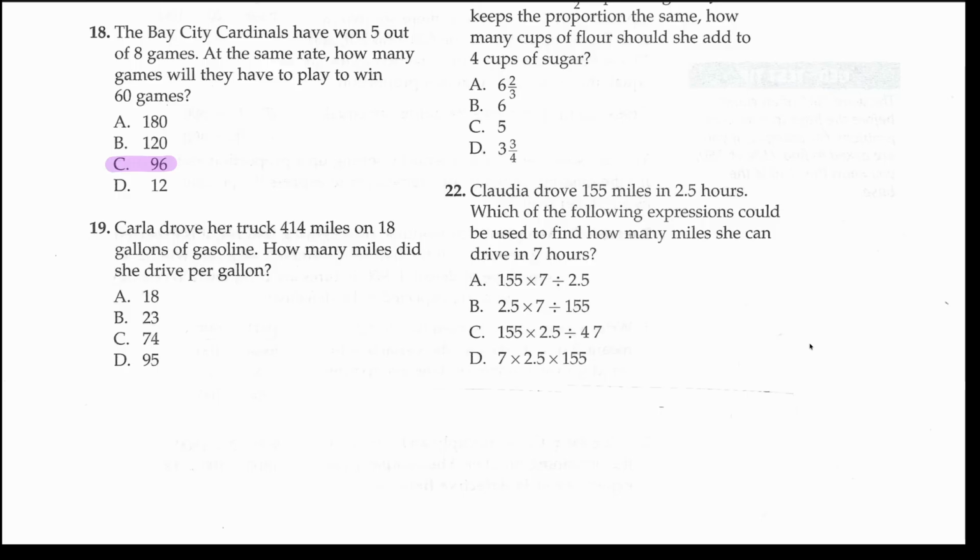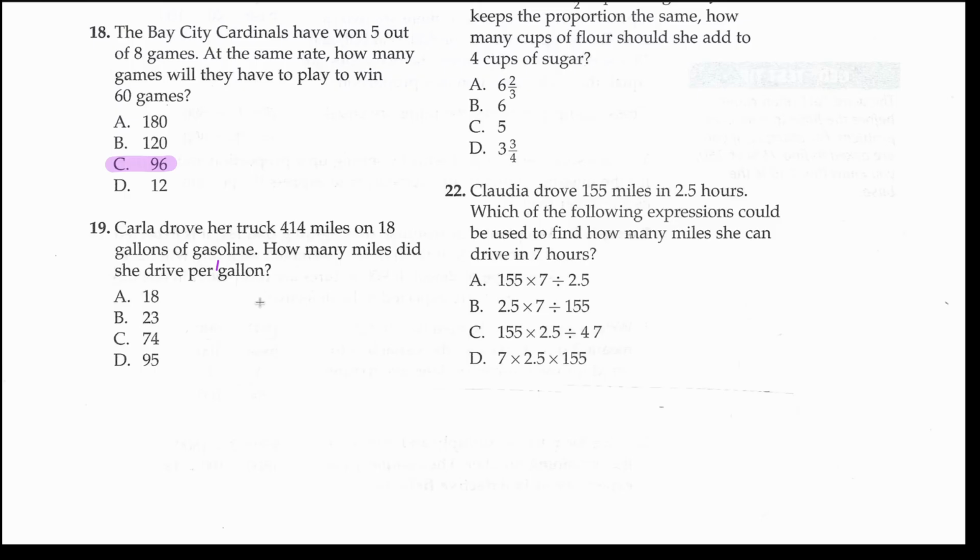Now let's look at number 19. Carla drove her truck 414 miles on 18 gallons of gas. That's going to be your first ratio. How many miles did she drive per gallon? Okay, per gallon. That means per 1 gallon. Think of per gallon meaning per 1 gallon.